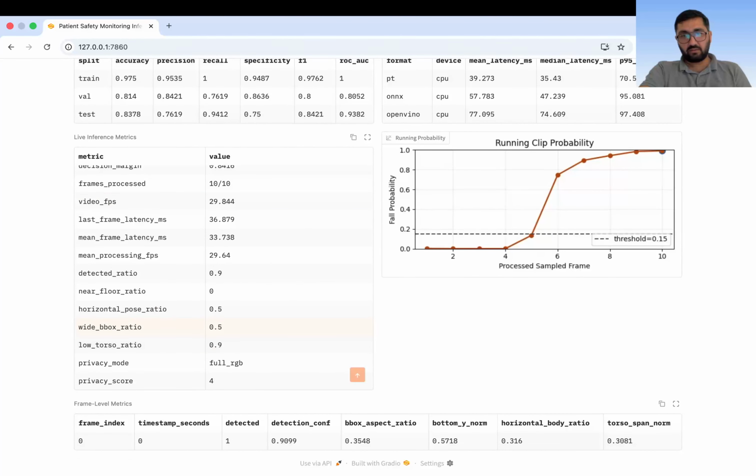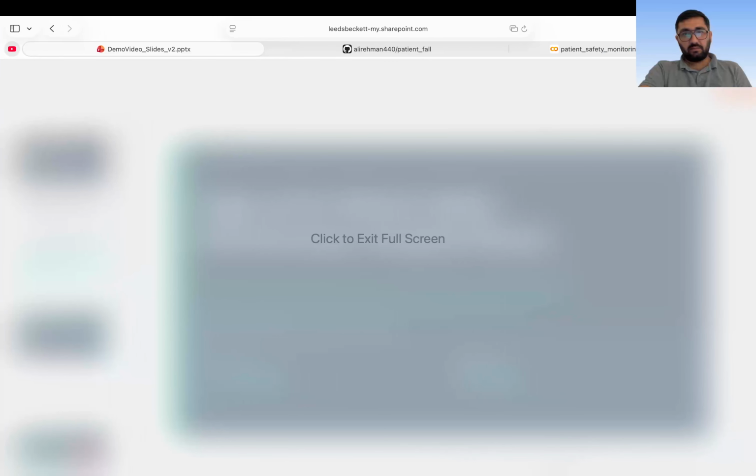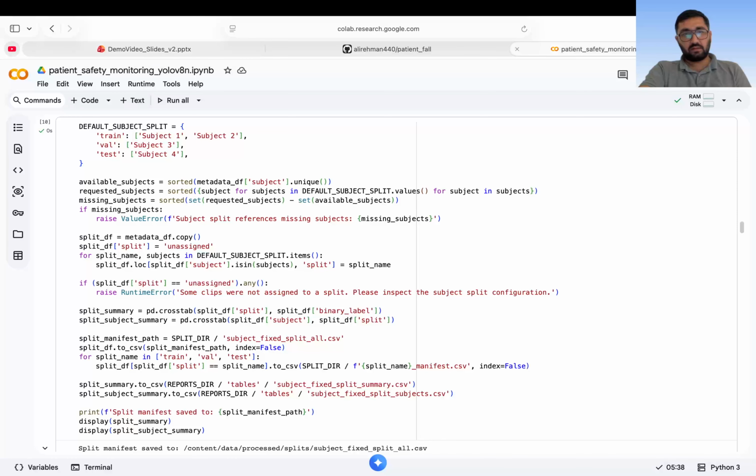So this is my code. Now let me show you my notebook. This is a Google Colab notebook. In this you can see subject 1 and 2. Subjects 1 and 2 are used in training, subject 3 is used for validation, and subject 4 is used for testing.